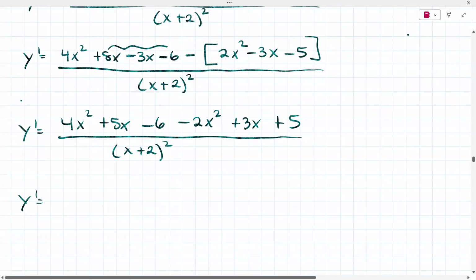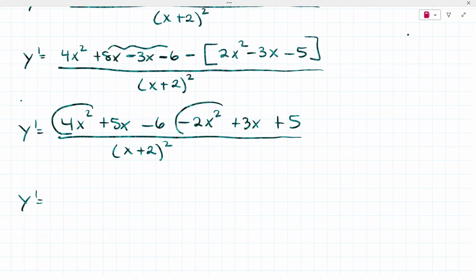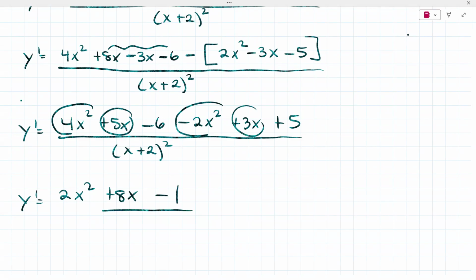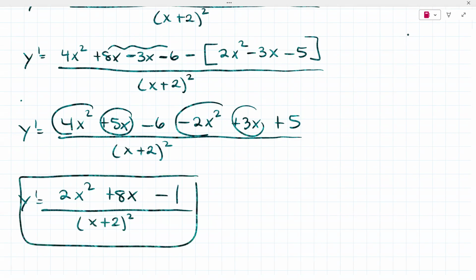And then I guess you can clean up the numerator. 4x squared and a negative 2x squared is 2x squared. 5x plus 3x is 8x. Negative 6 plus 5 is negative 1, all over x plus 2 squared. And that is your final answer.